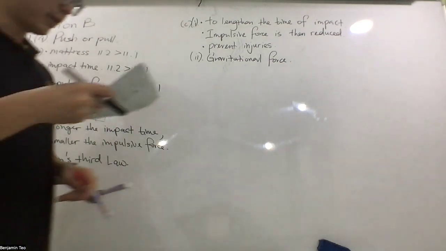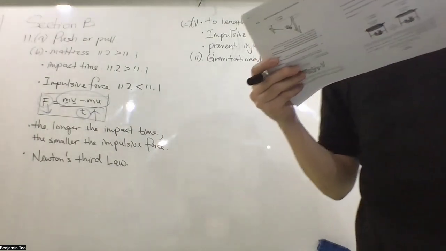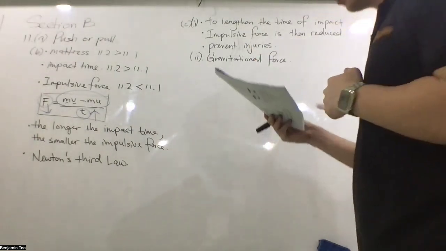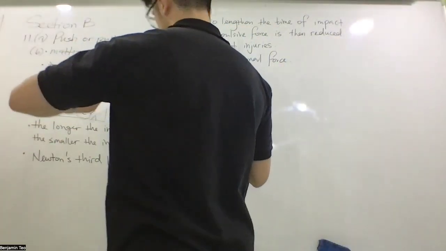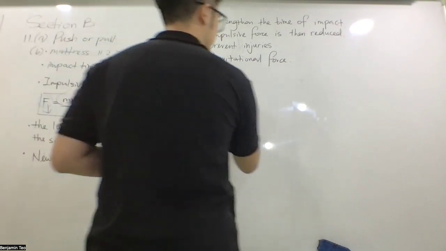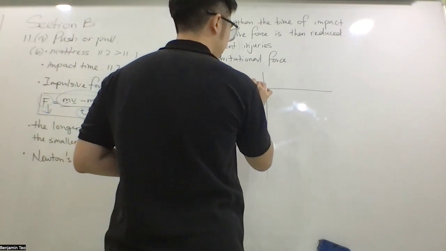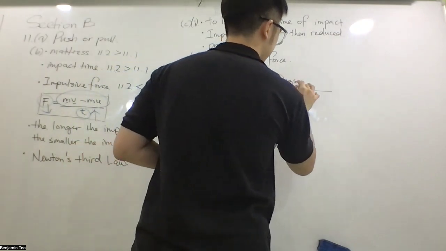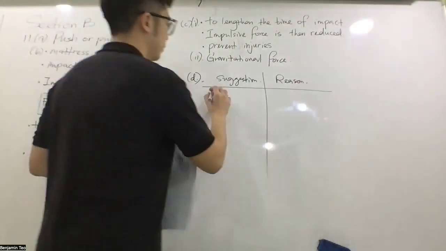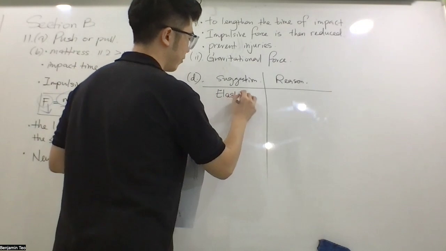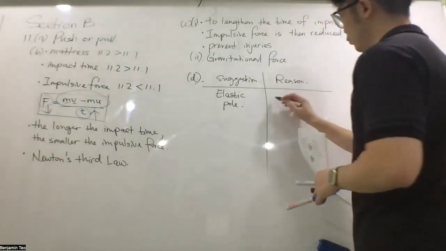Okay. By applying the physics concept, suggest the suitable equipment and techniques that will enable the athlete to achieve better performance. Your suggestion should include the following aspects. The pole used. Suggestion. Okay, what about the pole? The pole must be elastic. Elastic pole. 为什么? Easy to bend.